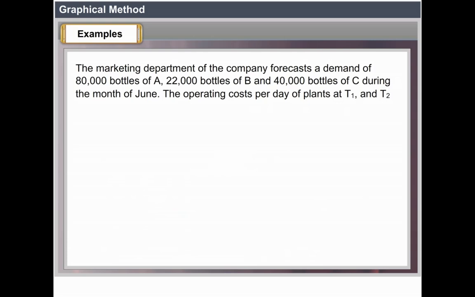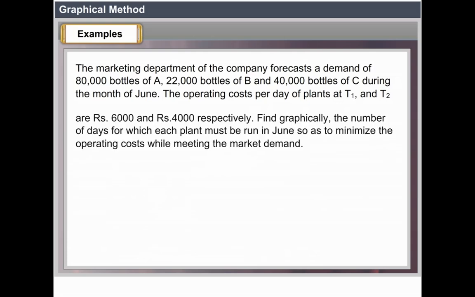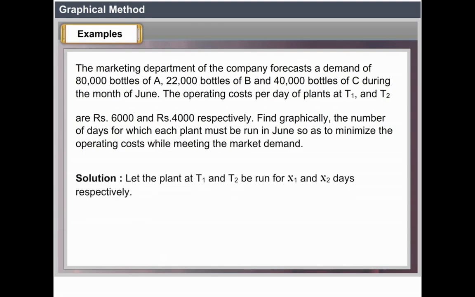The operating cost per day of plant at T1 and T2 are rupees 6,000 and 4,000 respectively. Find graphically the number of days for which each plant must be run in June so as to minimize the operating cost while meeting the market demand. Solution: let the plant at T1 and T2 be run for x1 and x2 days respectively.